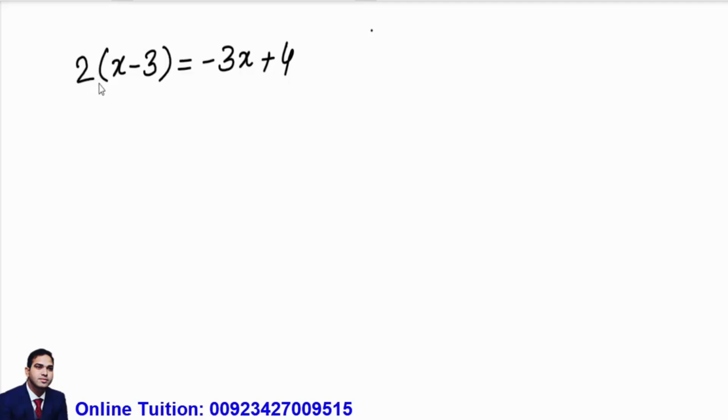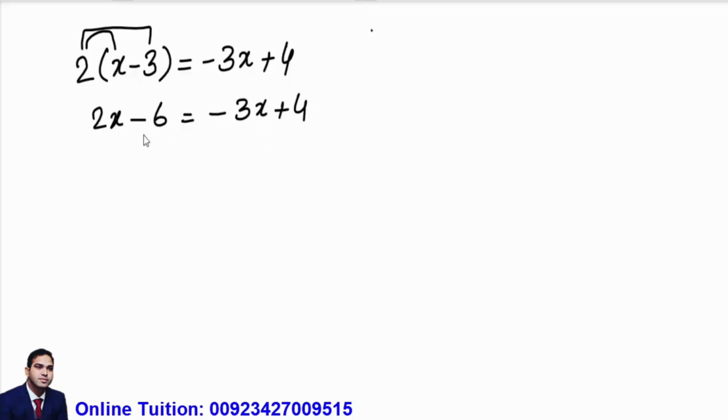First of all, 2 is multiplying with this bracket, so 2 will multiply with this x first, 2x, and also 2 multiplies with this 3, negative 6, 2 3s are 6. Now this is negative 3x and this is plus 4. Now we have to find the value of x.